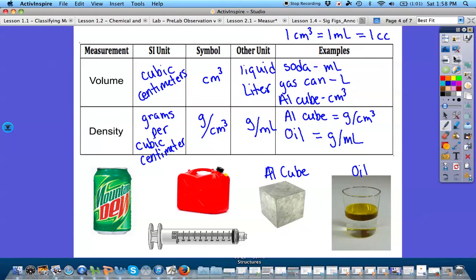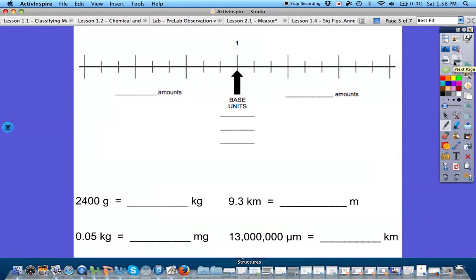So we've looked at all of the different SI units. Now we need to know how to convert from one unit of measurement to another. Well, we talked about the different prefixes that are based off of those units. So we're going to fill in this diagram. It's a number line that's going to help us with our conversions. The bigger amounts are going to be on the left, and the smaller amounts are going to be on the right. So our base units are here in the middle, and those are grams, which the symbol for grams is a lowercase g.